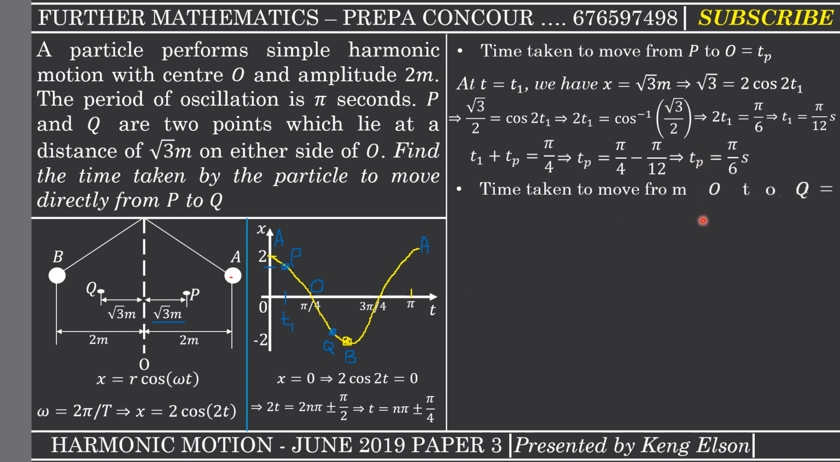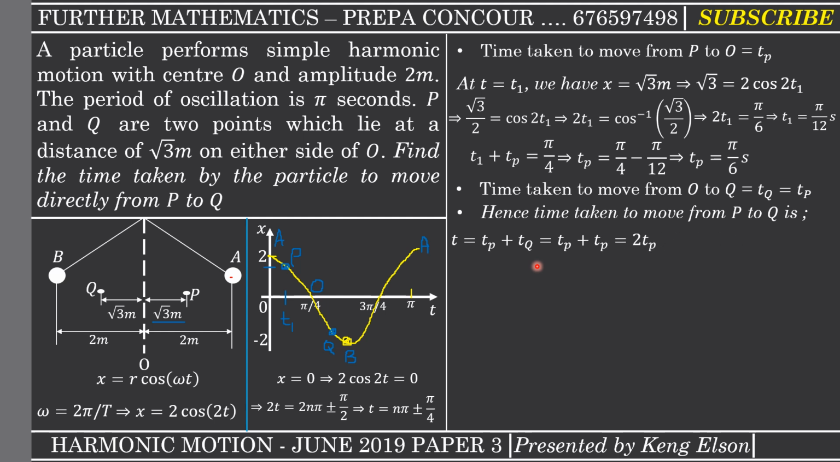So the time taken to move from P to Q is basically 2 times the time taken to move from P to O, because P and Q are at the same distance from O. So the time taken to move from O to Q is TQ, which is equal to TP. It therefore means that the time taken to move from P to Q is TP plus TQ, which is TP plus TP, because our TQ is also TP.